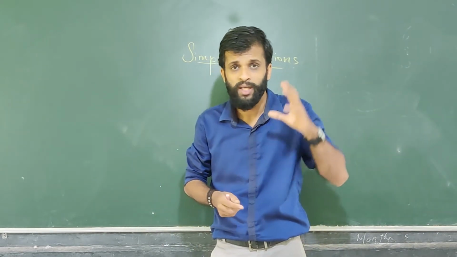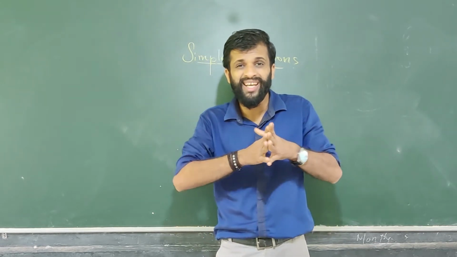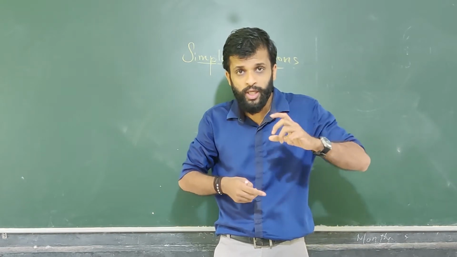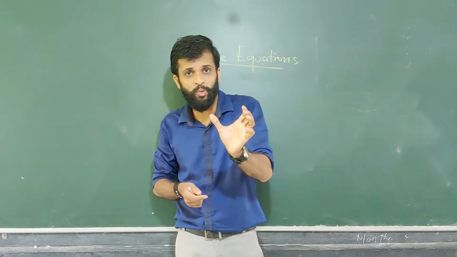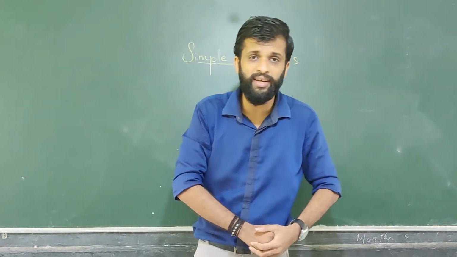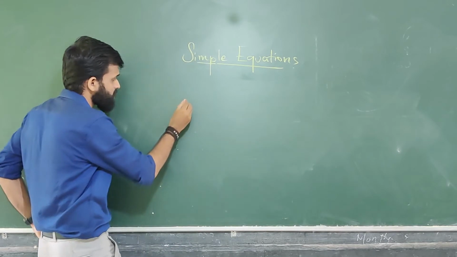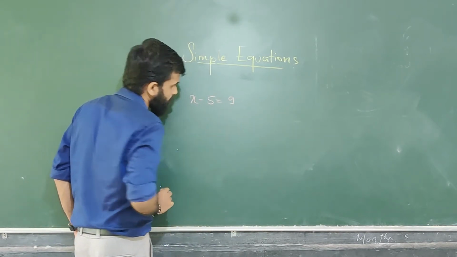Simple Equations. In the previous video, we have learned how to convert a statement into a simple equation. Today, let us do the opposite of that. So, we have a simple equation. Let us see how we can write it in the form of a sentence. Okay, so the first example let us take is x minus 5 is equal to 9.